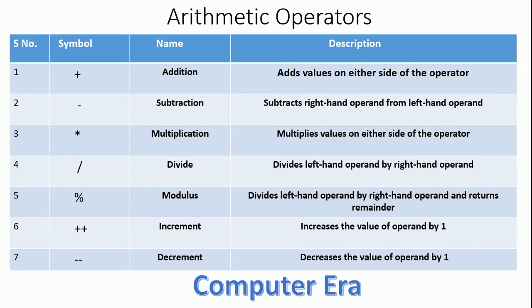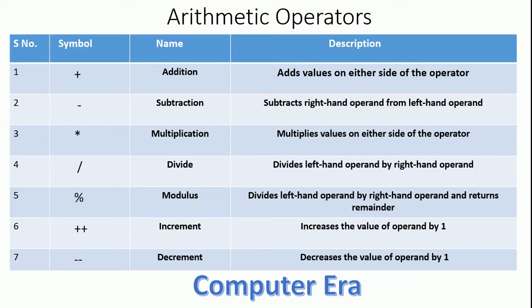Multiplication multiplies values on either side of the operator. Division divides the left hand operand by the right hand operand. Modulus divides the left hand operand by the right hand operand and returns the remainder. Plus plus is increment, which increases the value of the operand by 1. Minus minus is decrement, which decreases the value of the operand by 1. So let's see the programming implementation of all these operators.